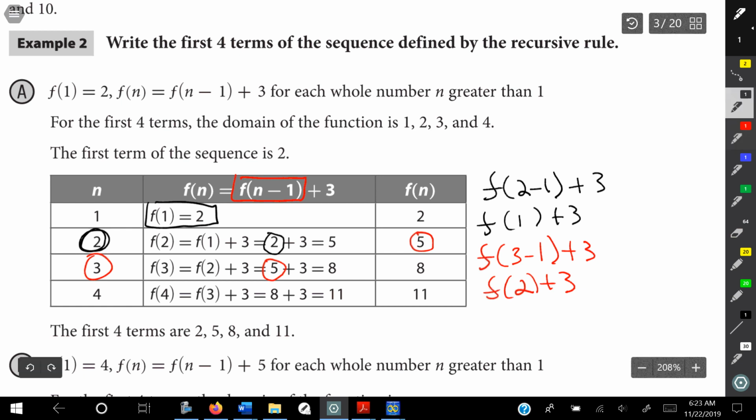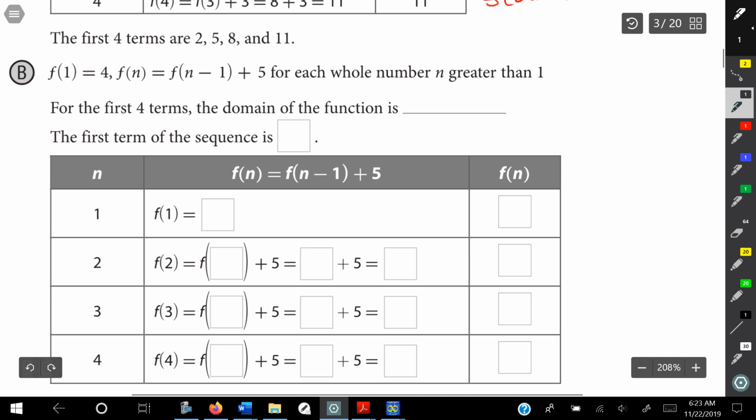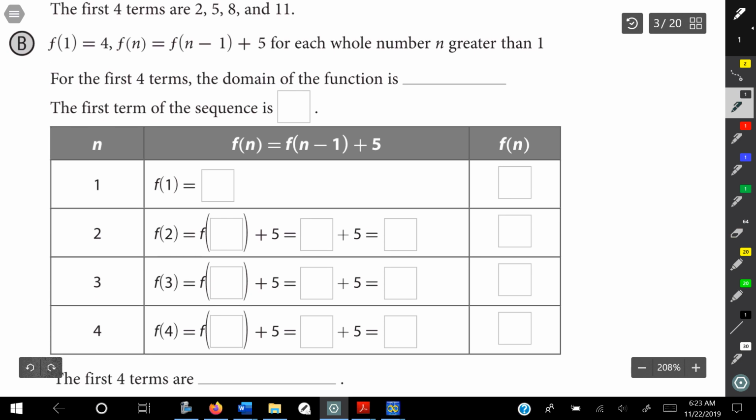Let's take a look at another example. Okay, so we've got f of 1 is equal to 4, f of n is equal to f of n minus 1 plus 5 for each whole number n greater than 1. For the first 4 terms, the domain of the function is what? And the first term of the sequence is what? Well, that's easy. We're just going to put in 1, 2, 3, and 4 for our first 4 terms.